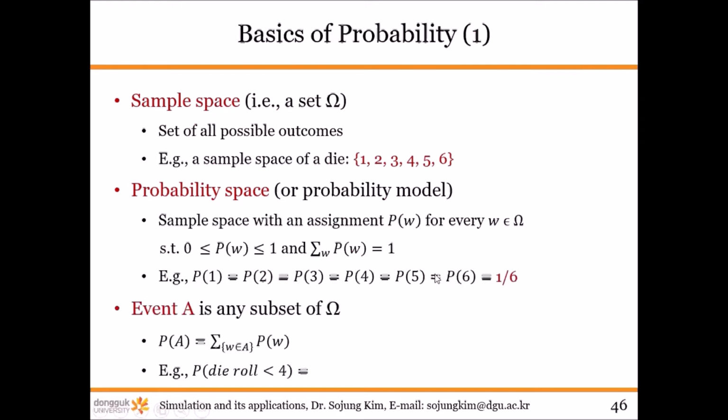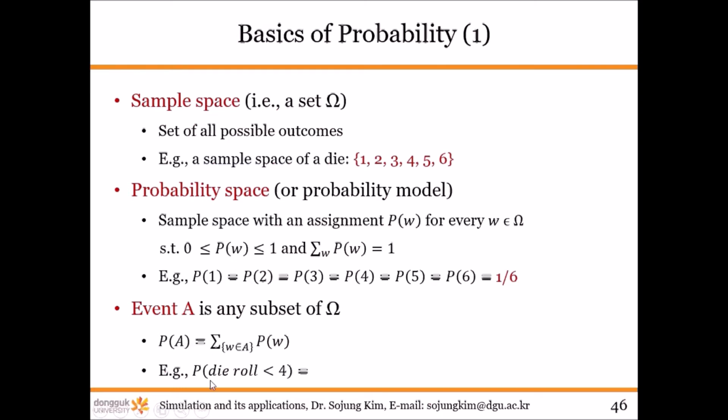And event A is any subset of omega, okay? So in other words, a subset of the sample space. So if there is an event A, there is a probability for event A, and you have to consider all the probability values associated with this event A.